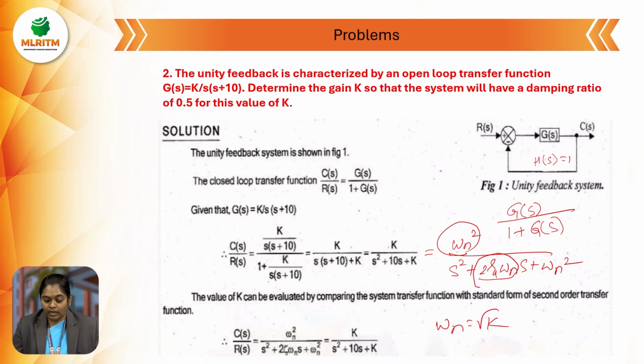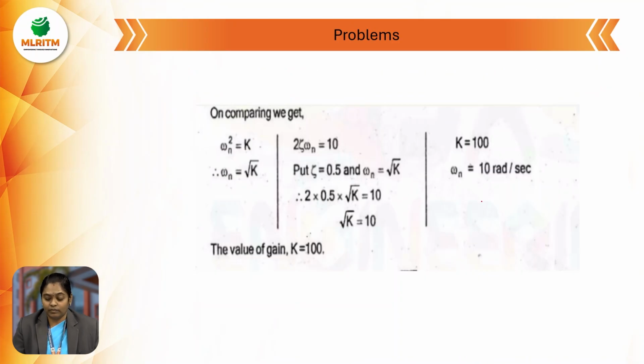Similarly, 2 zeta omega n can be equated with 10, and they have given zeta value is equivalent to 0.5. So 2 into 0.5 into omega n is equal to 10. So omega n is equivalent to 10. If omega n is equivalent to 10, that itself indicates you can calculate the value of K, which is equivalent to 100. So for the given system, the value of the gain of that particular system is 100. This is how to calculate based on the zeta values as well as comparing the unknown factors of K.